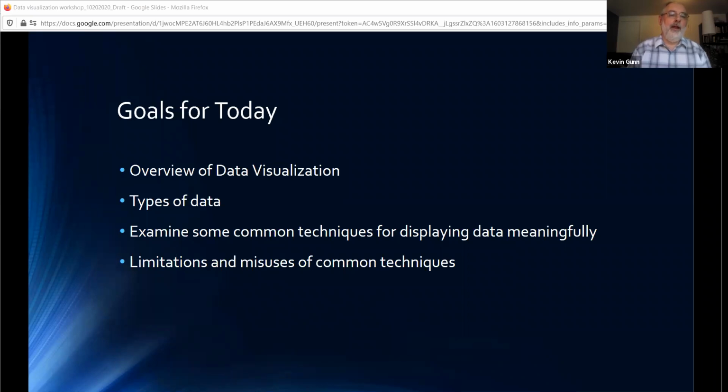So our goals for today, I'm going to give you a quick overview of data visualization, just an idea of all the dimensions that you have to think about when you're putting together a particular data visualization project. We're going to be looking at types of data and how you can work with that data, and the type of data that you have will determine to a certain extent what sort of visualization techniques you can use. We'll then examine some common techniques for displaying data meaningfully. Lots out there. And we're also going to talk about the limitations and misuses of common techniques.